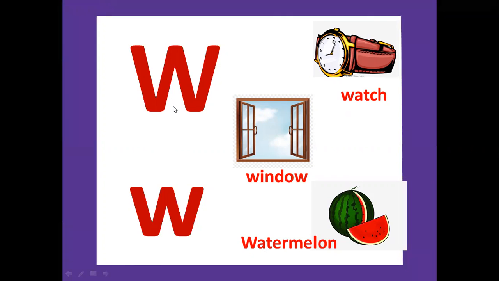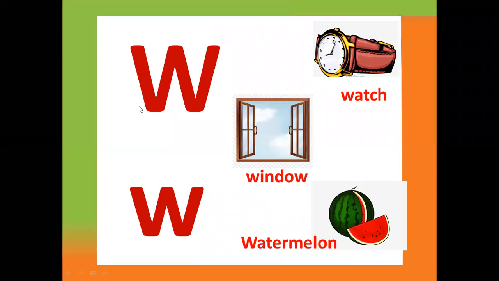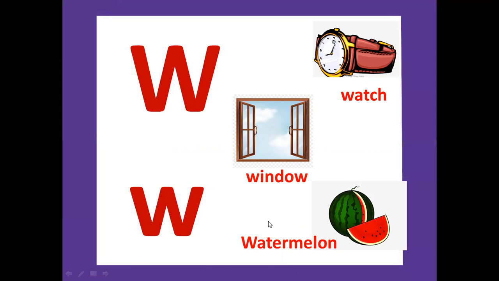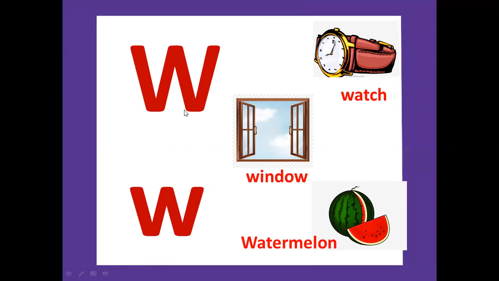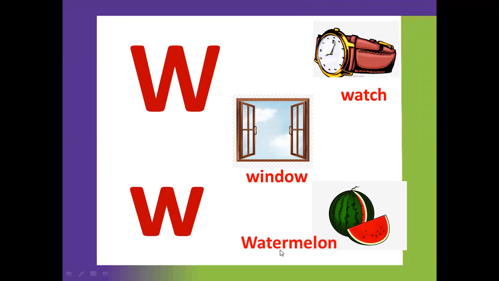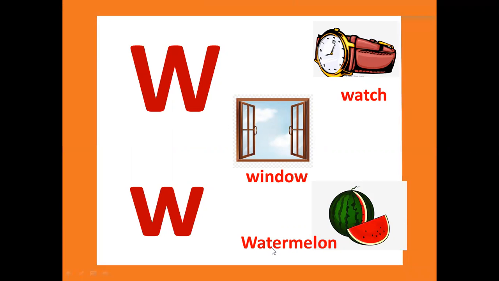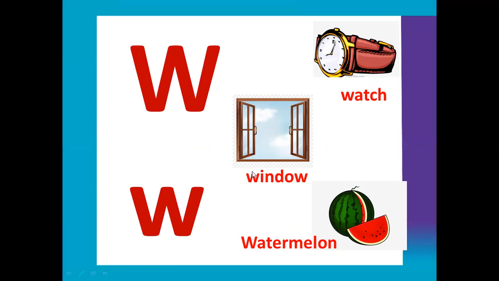Repeat with me. Watch, window, and watermelon. W is for watch. W is for window, and W is for watermelon. Water, melon, watermelon. W is for watch, W for window, and W for watermelon.